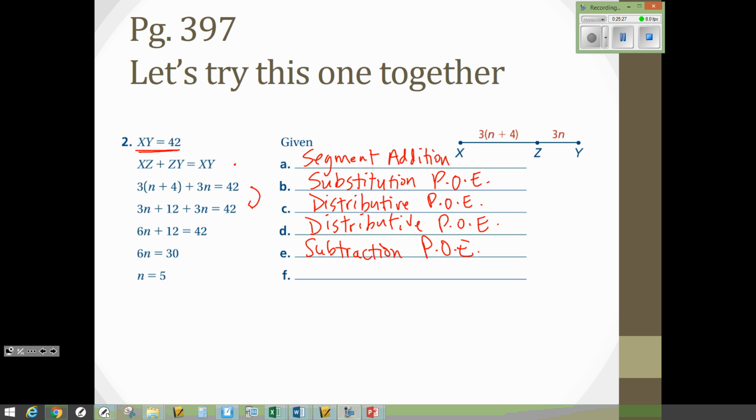Okay, and what about from 6n equals 30 to n equals 5? Division property of equality, right? So we're literally just stating over here what it is that we're doing. We're giving justification for the mathematical things that we're doing, right?